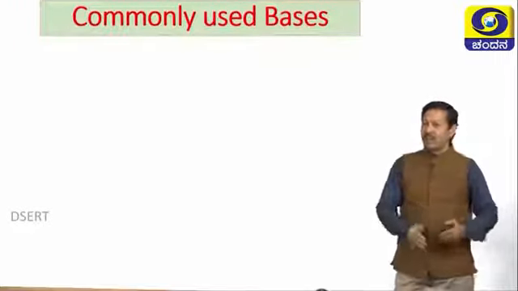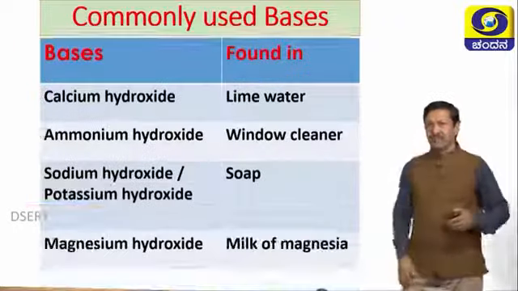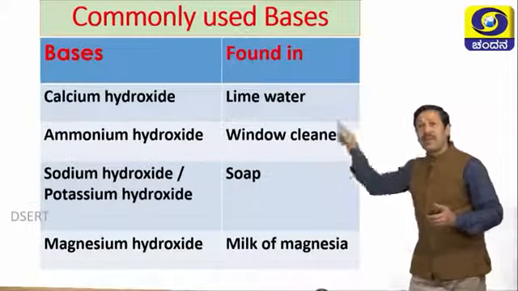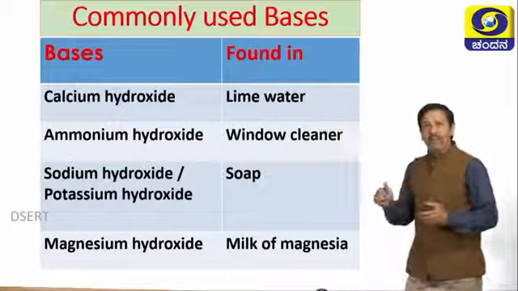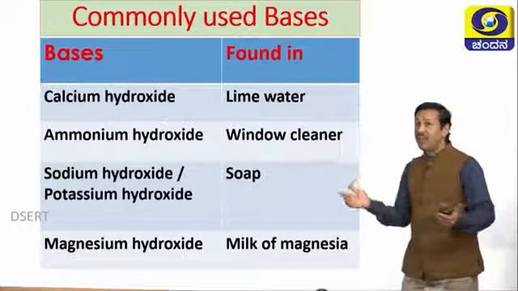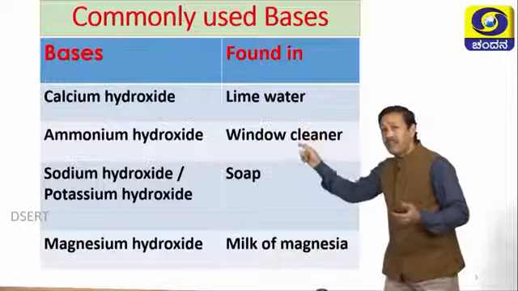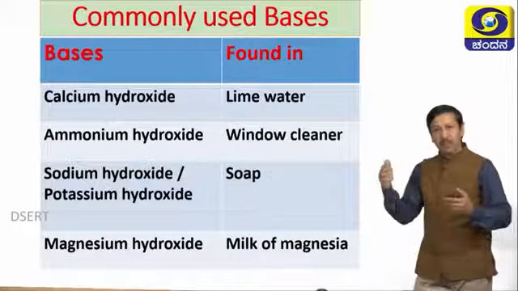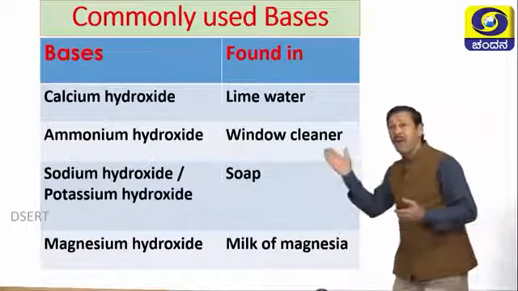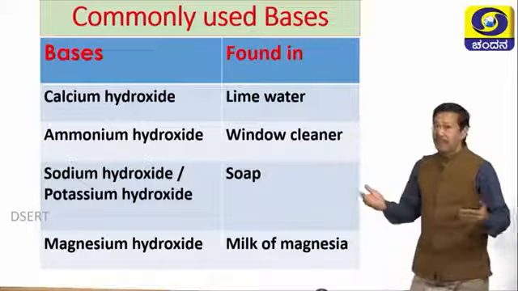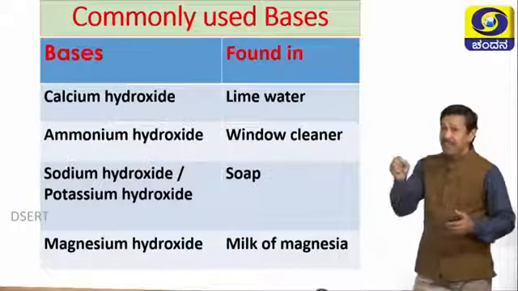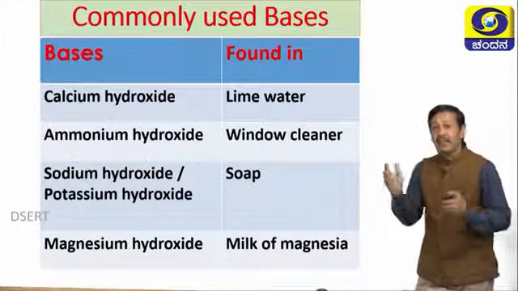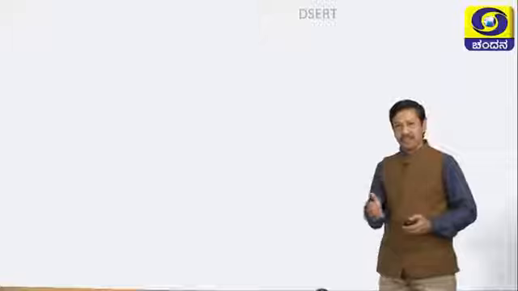Now commonly used bases, here is the list. Calcium hydroxide is found in lime water. Similarly, ammonium hydroxide is present in window cleaning solutions. Sodium hydroxide or potassium hydroxide are used for the manufacture of soap, and magnesium hydroxide is an important ingredient of milk of magnesia antacid.